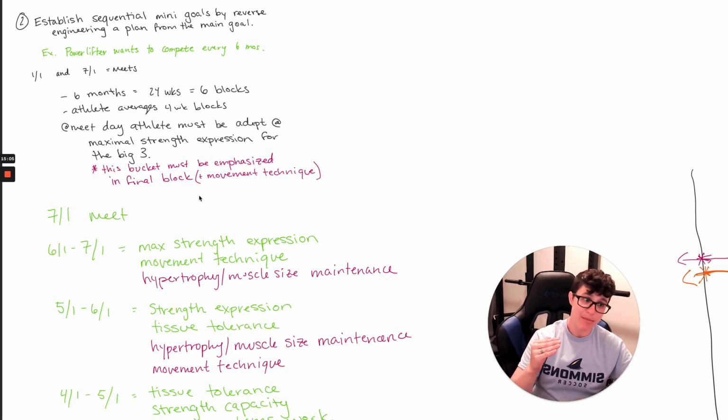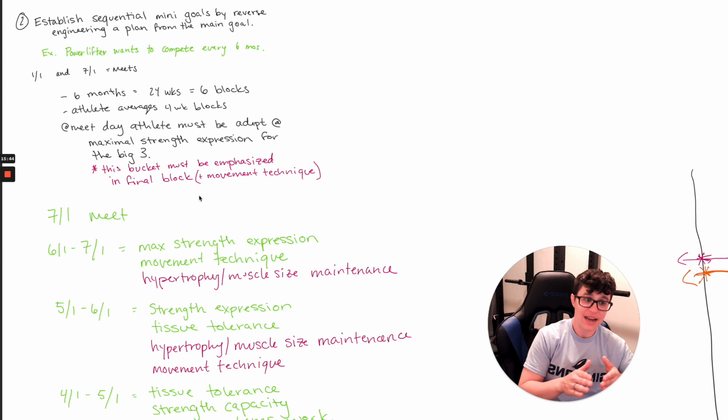It is to get them in peak shape to be able to express their 1 rep max in the big 3. Second is movement technique. Third priority is going to be hypertrophy or muscle size maintenance. I still want to use some exercises in the range of hypertrophy, and we'll talk more about this in that micro programming video, but I want to prioritize hypertrophy and muscle size because sometimes max strength expression is not going to signal for your body to maintain muscle mass.